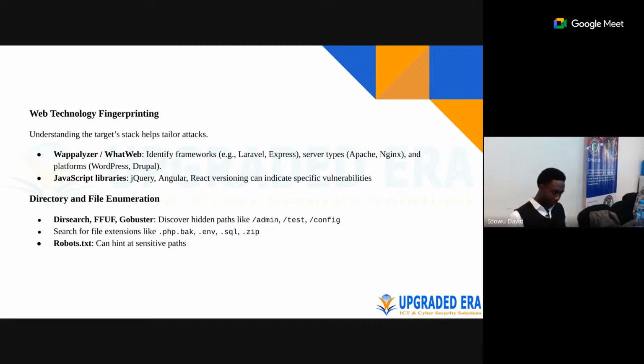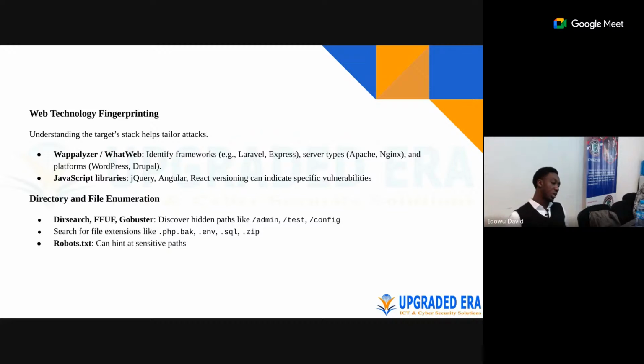Now, also JavaScript libraries. It helps you to identify things like jQuery, whether it's an Angular framework, and React. Versioning can also indicate specific vulnerabilities, the same way Apache versions and Nginx versions and PHP versions can indicate specific vulnerabilities relative to the version that is being used on the test subject.